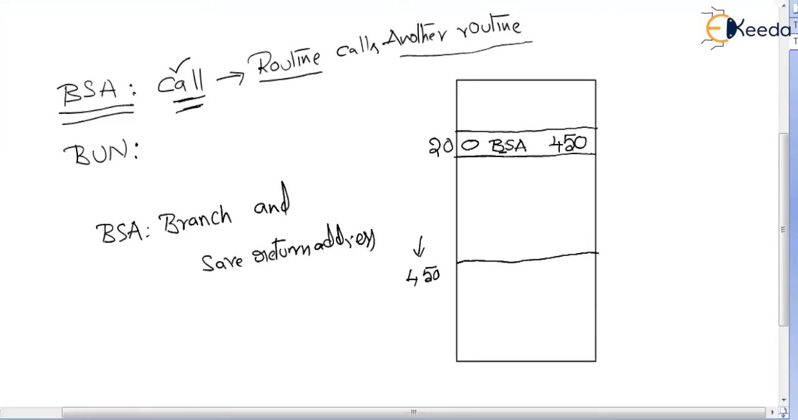This is a calling routine. Now we are branching to the 450th location. There is a subroutine. Here, let us say there is a subroutine.